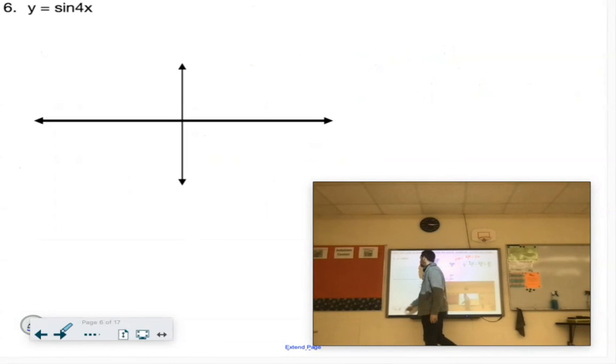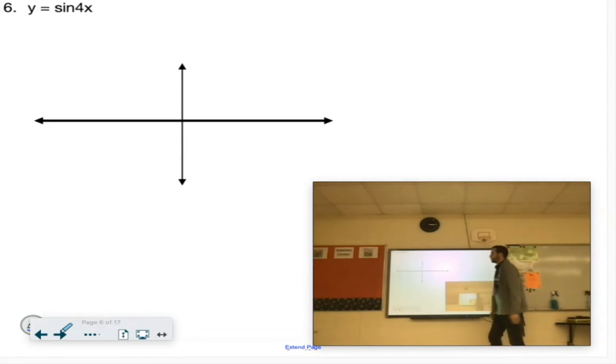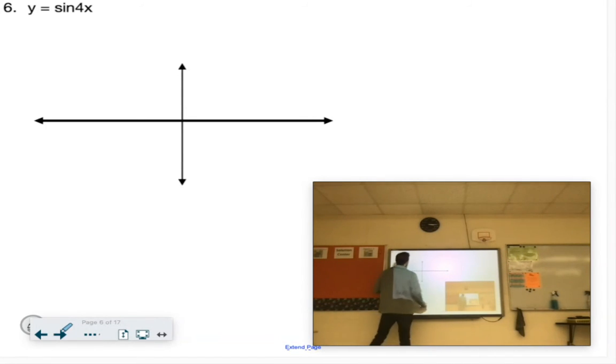So let's try another one. Y equals sine of 4x. So again, we know what most of this graph looks like. It's got an amplitude of 1, right? There's an A of 1. So at most, it's going to go up 1 and down 1. We don't know the period yet. 1, 2, 3, 4. But we know that it is sine. So sine starts in the middle, maximum, middle, lower, middle.